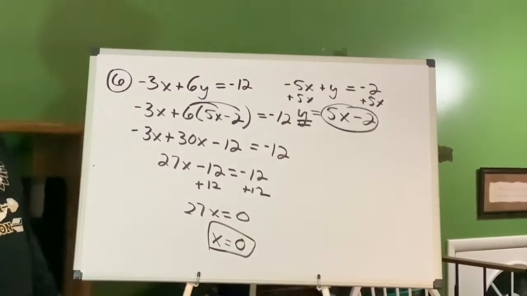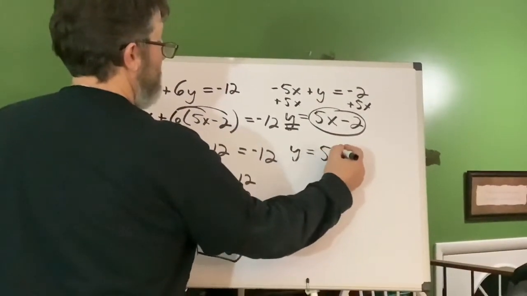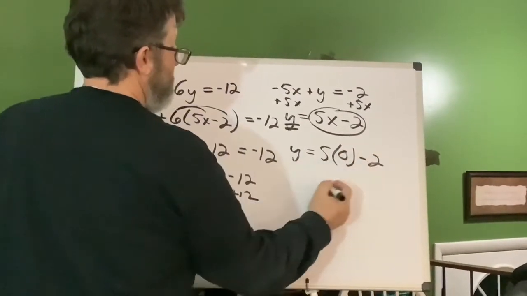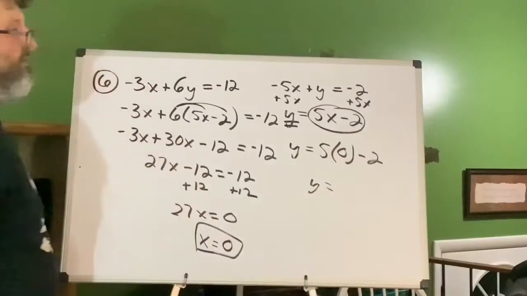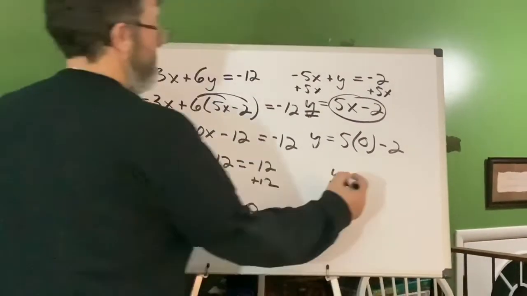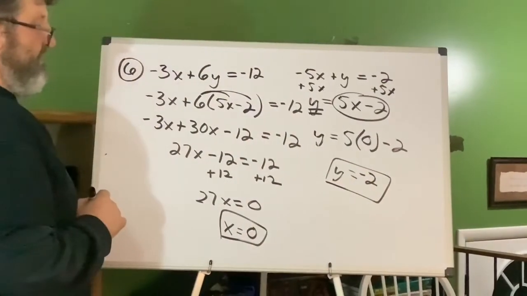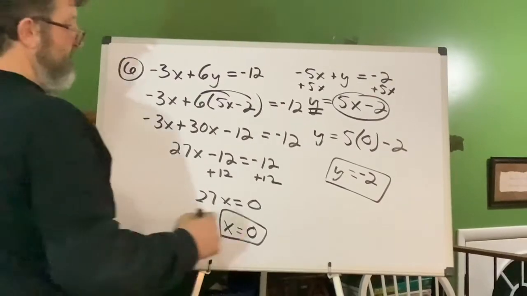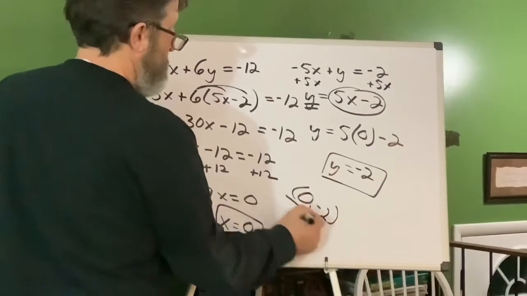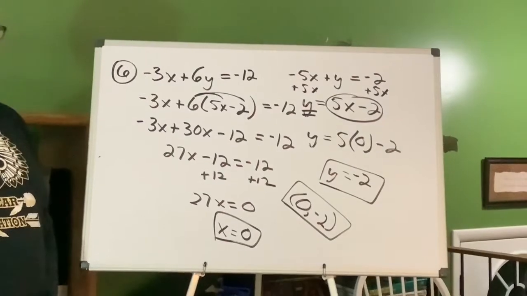Okay? That makes it real nice when we come over here. Y equals 5, plugging 0 in for x, minus 2. 5 times 0 is 0, minus 2 is a negative 2. All right, so our answer, 0, negative 2. All right, that was the last problem that we did yesterday.